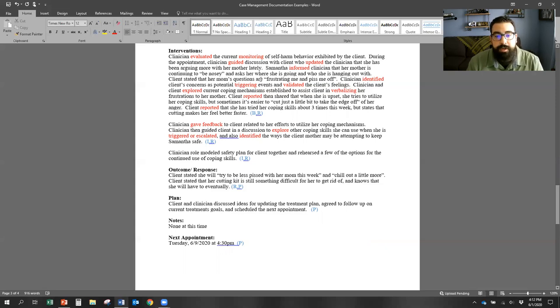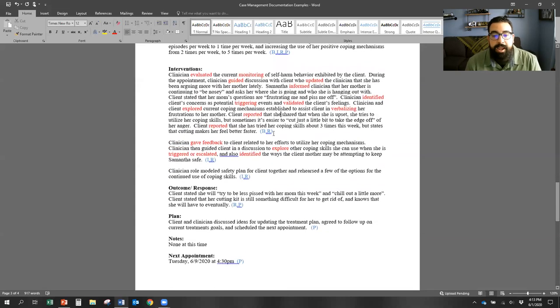Client stated that her mom's questions are frustrating and piss her off. Clinician identified client's concerns as potential triggering events and validated the client's feelings. Clinician and client explored current coping mechanisms established to assist client in verbalizing her frustrations to her mother. Client reported that when she is upset, she tries to utilize her coping skills, but sometimes it's easier to cut a little bit to take the edge off of her anger. Client reported that she has tried her coping skills about 3 times this week, but states that cutting makes her feel better faster.